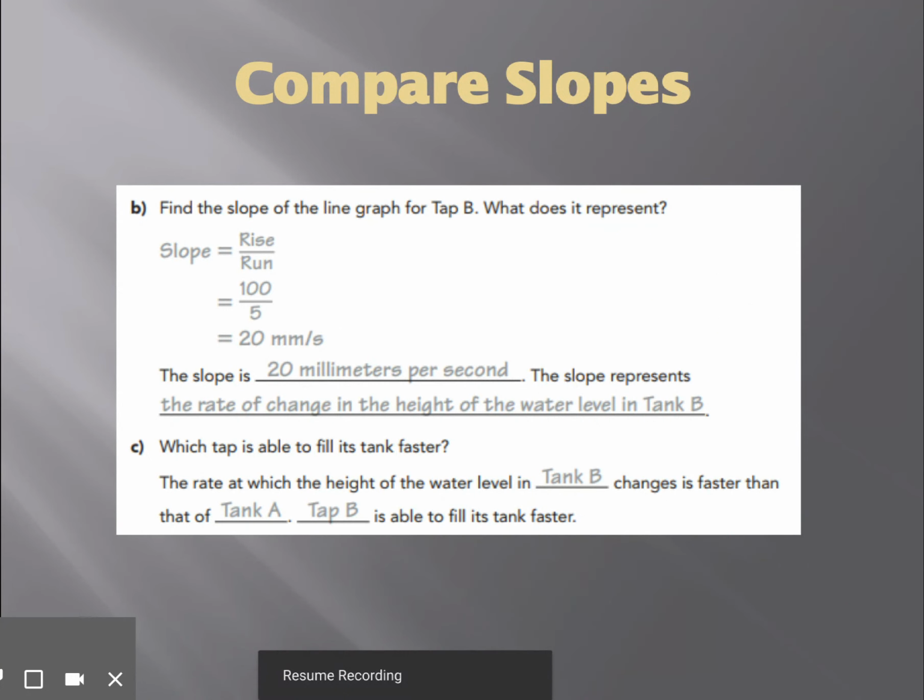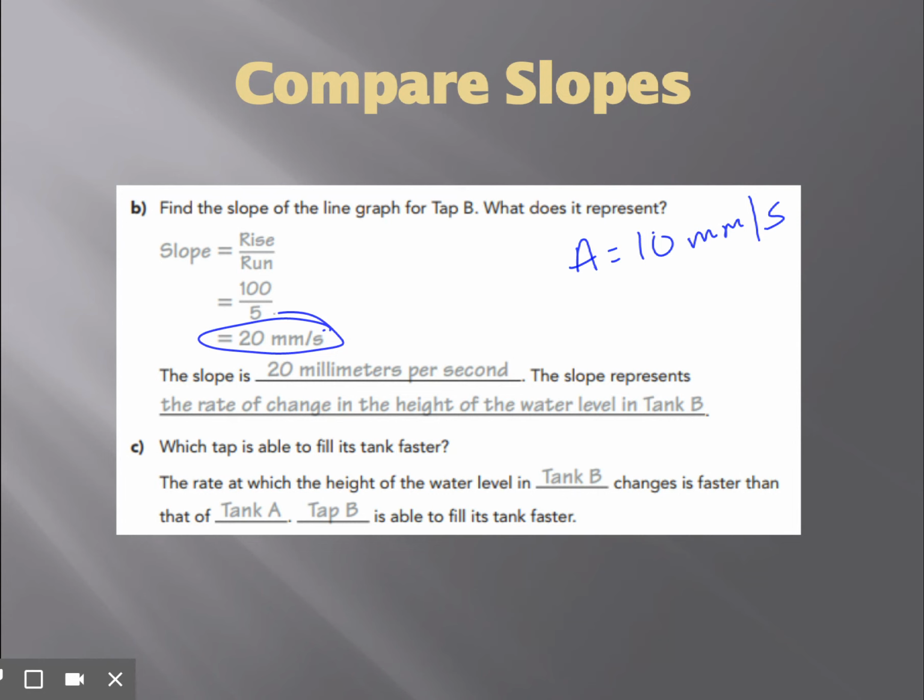So we already did this on the last page, but it said find the slope for point A. We figured it was 10 millimeters per second that it was filling up the tank. And point B, again, we calculated that was 20 millimeters per second. So we just fill in that information. Then it said which tap is able to fill it faster. Because it's asking which one is faster, we pick the larger slope, which was tap B.